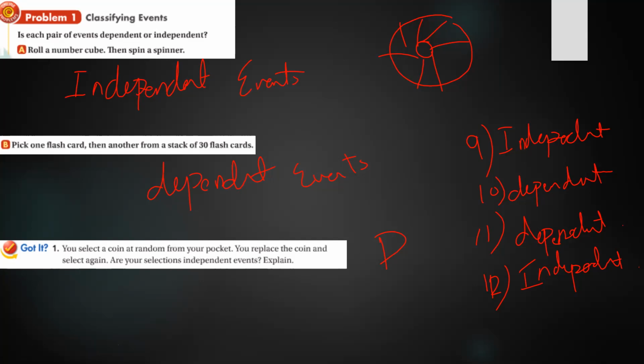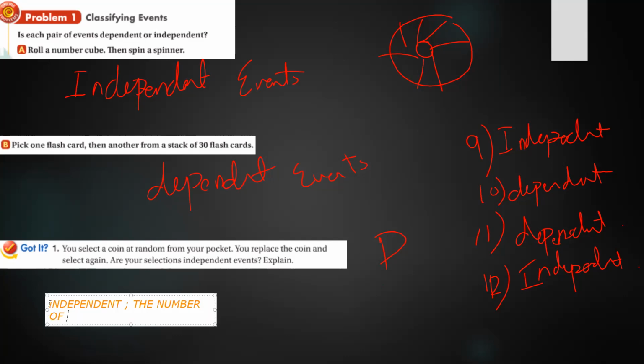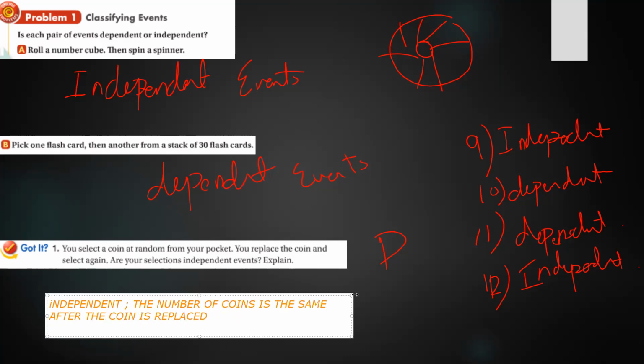So let's start. So they are independent because the number of the coins is the same after. This is the answer of Got It One.